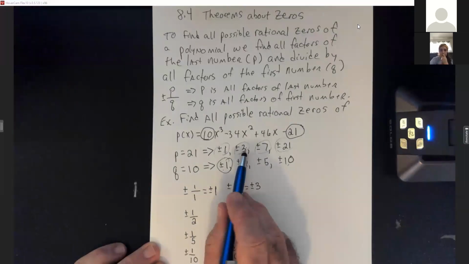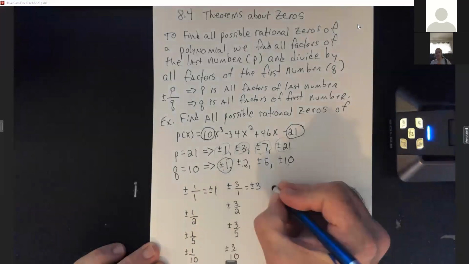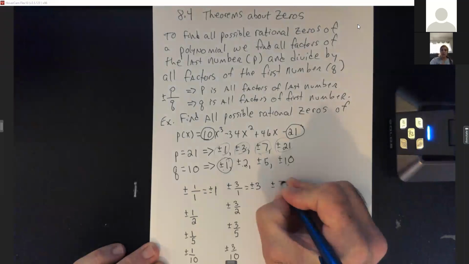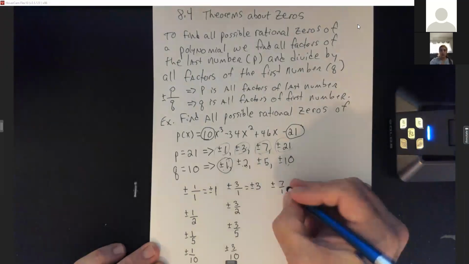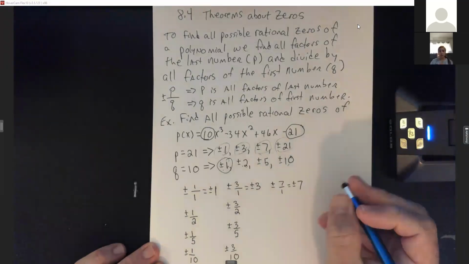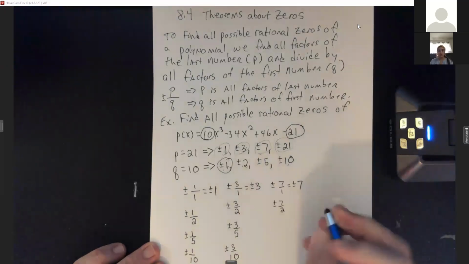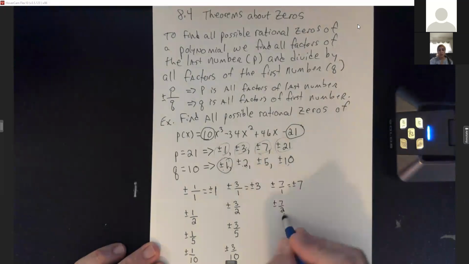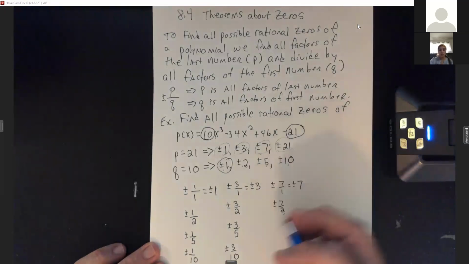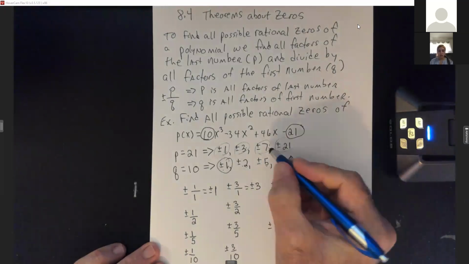Now we're taking the 7 and doing the same thing. Plus or minus 7 divided by 1 will just give me plus or minus 7. Then I'm going to do the 7 divided by 2. That one doesn't reduce. Then I'll do the 7 divided by the 5. And then finally, the 7 divided by the 10.